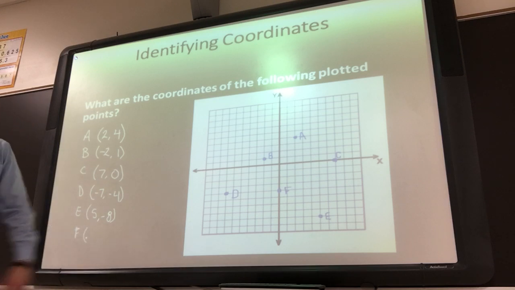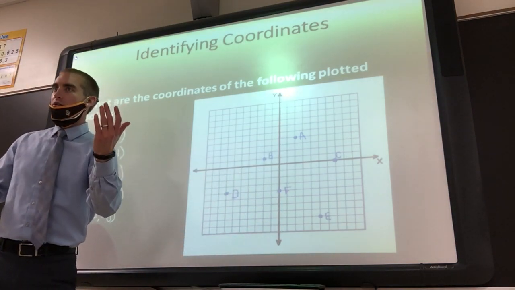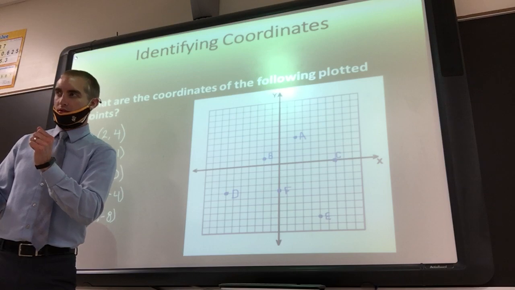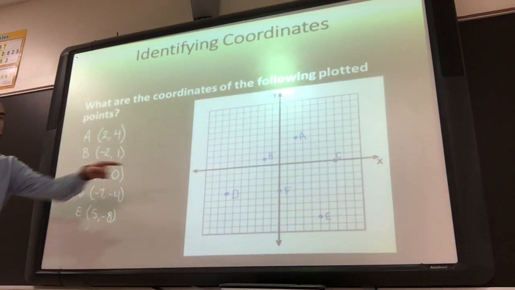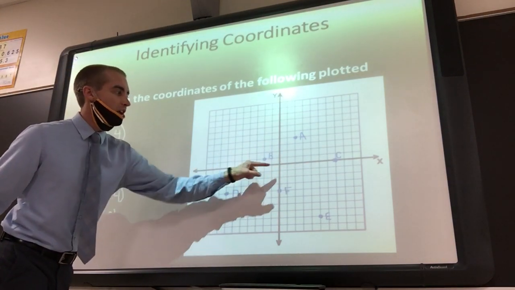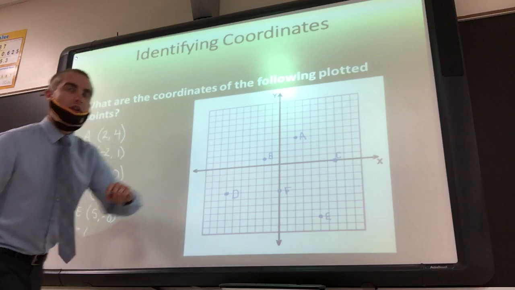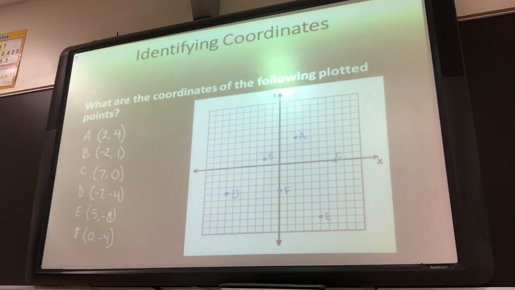And then F. Have I gone to the left or right any? No. So what should the x coordinate be? 0. What should the y coordinate be? Negative 4, yes. I haven't gone to the left or right any, so x hasn't moved, but I've gone down 4, so it's going to be 0, negative 4.